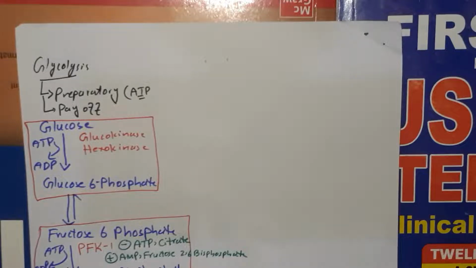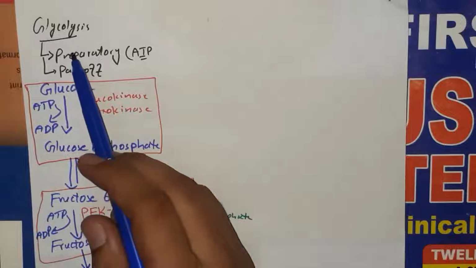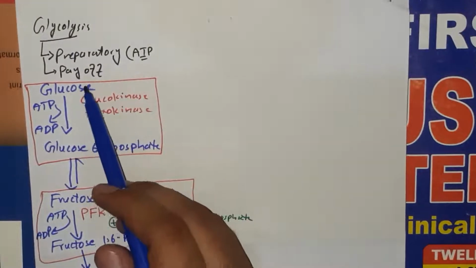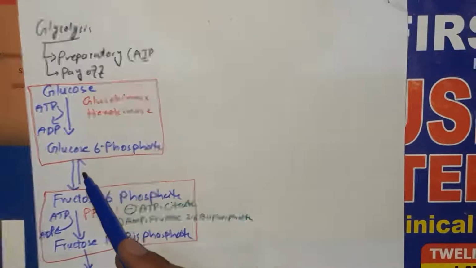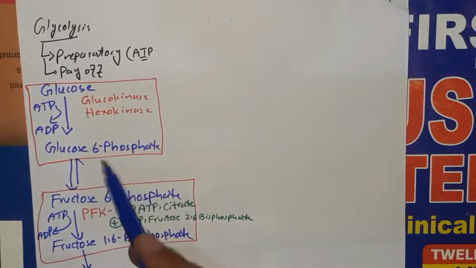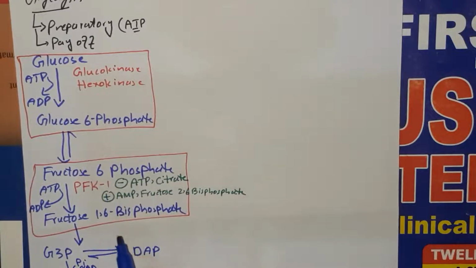Hello everyone. In this video we are going to discuss the regulation of glycolysis. In the previous video we discussed the reactions of glycolysis. It involved a preparatory phase and a payoff phase. First of all, glucose was converted into glucose 6-phosphate. Glucose 6-phosphate was converted to fructose 6-phosphate.